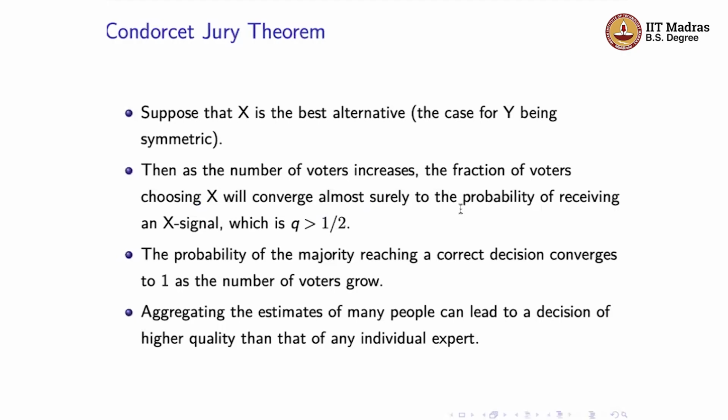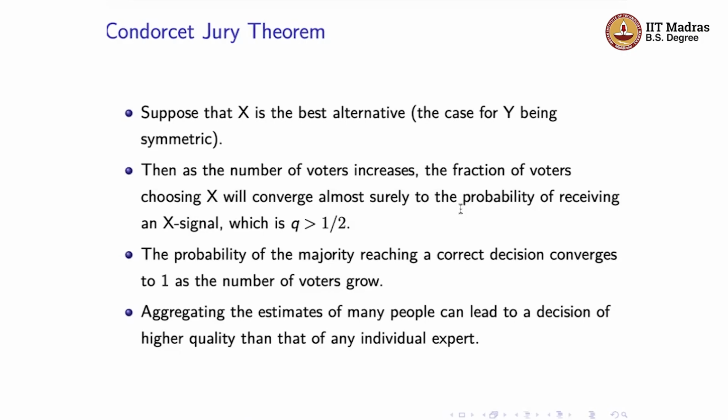So where is this result coming from? This is coming from a version of the law of large numbers, right? Suppose X is the best alternative. In that world, we know that the probability of the X signal being generated is Q, right? Now, if we were dealing with a small number of people, then you may or may not have got this signal, it depends. But as you increase the number of signals being generated, the fraction of voters who get the right signal is going to converge to this Q, right? This is exactly what the law of large numbers tells you.